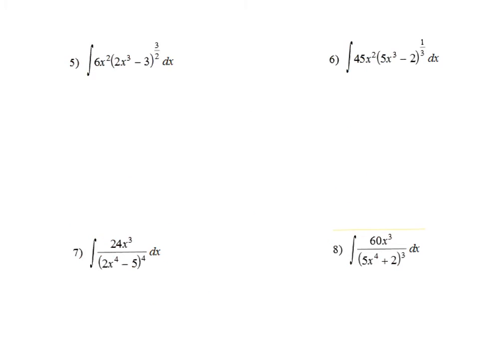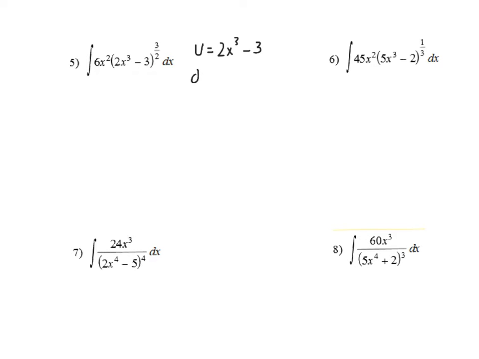So same thing for example number 5. We're still going to let u equal the more complicated section, or what's inside the parentheses. So I think what I'm going to do is I'm going to set them up for you. So I'll set up 5 and I'll also set up 7, and you can try the remainder on your own. So for number 5, again, when we set it up, we're going to set up what's inside the parentheses. So we're going to let u equal the 2x to the third minus 3.